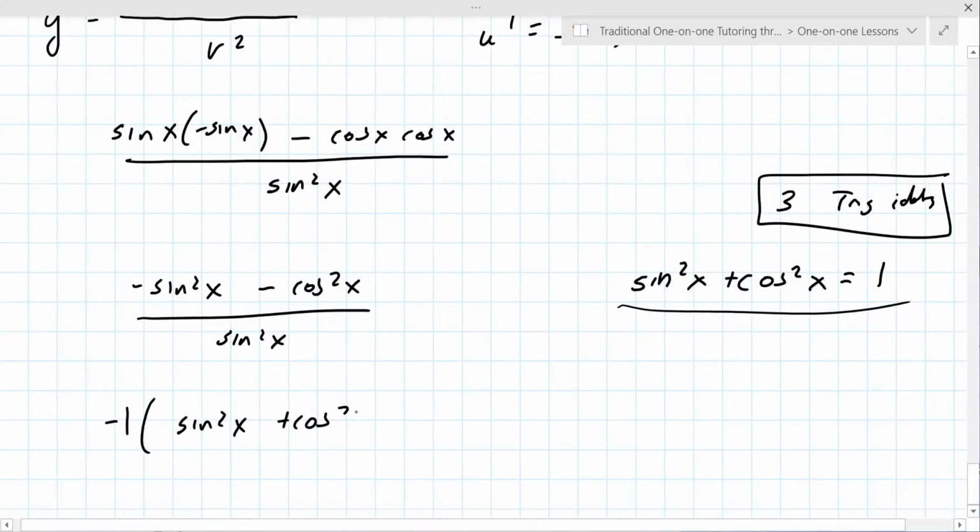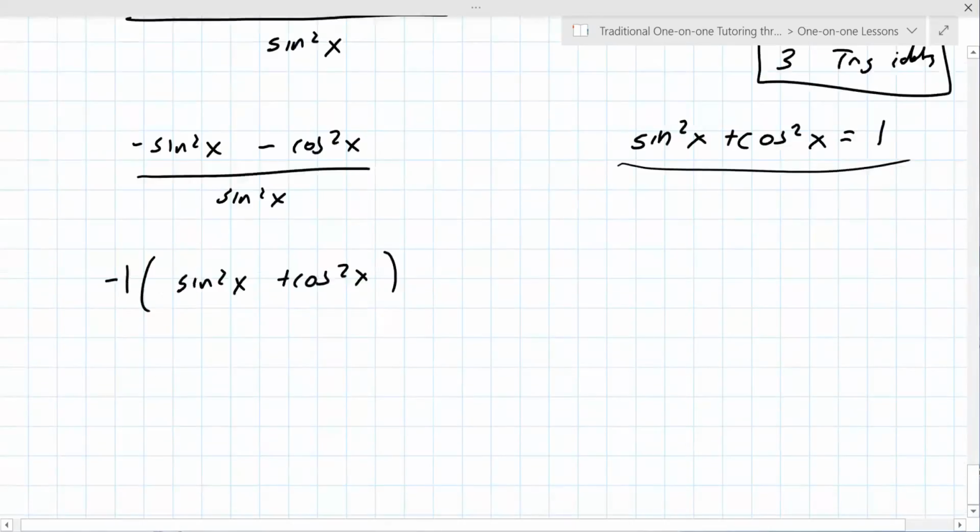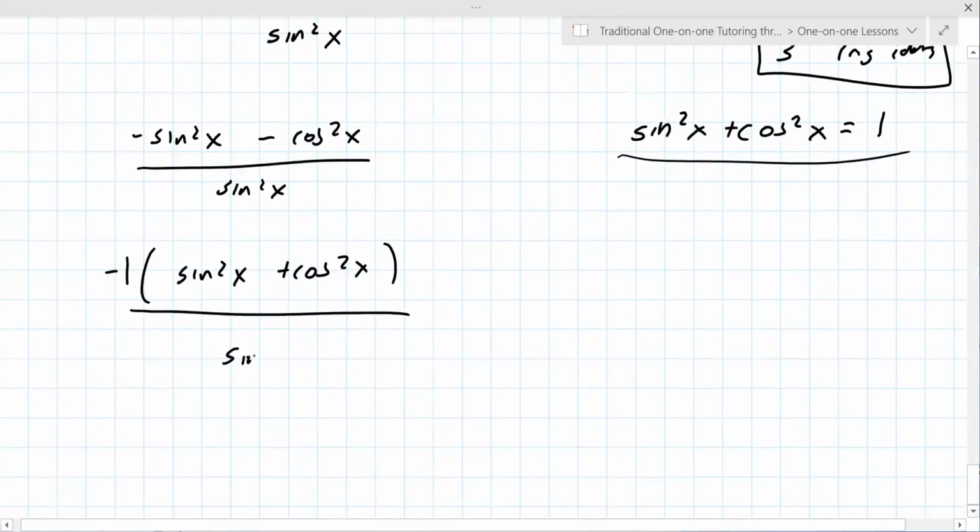You don't want to cancel. Like, you can try. Okay, so this all over sine squared x. Okay, so this part up top becomes 1. This is equal to 1. So it's negative 1 over sine squared x.